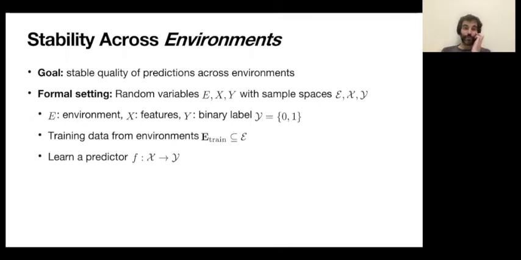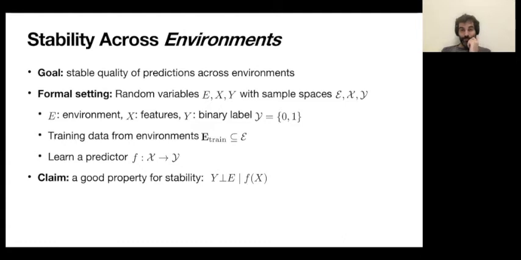And we learn a predictor from X to Y. And what we claim is that a good property for stability is the following conditional independence. Note, this is different from the one we've seen earlier. This is Y is independent of E conditioned on f of X. So when we condition on our predictor, the label is no longer dependent on the environment. Okay, so we have this kind of separation. We're not saying this is necessarily a good predictor, but it's a stable predictor, okay? Because it means that we cut off all the possible links between the environments and the label. So we claim this is a good property. We will go into what this means soon.